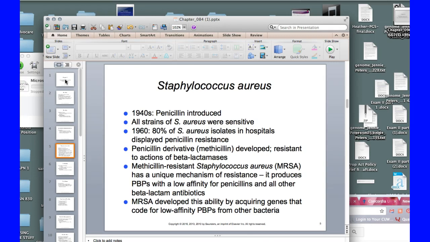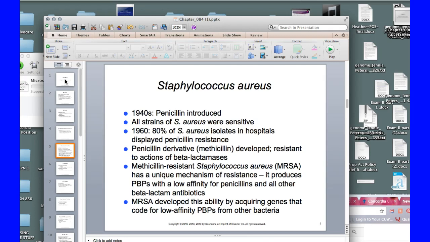In 1960, 80% of Staph aureus in hospitals displayed some penicillin resistance. Then they developed methicillin and nafcillin. And then those became resistant to the beta-lactamase. Beta-lactamases are a ring that is around the bacteria.